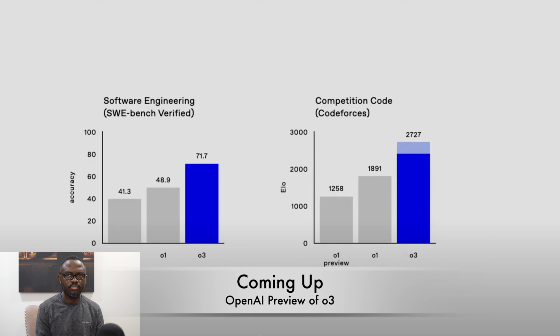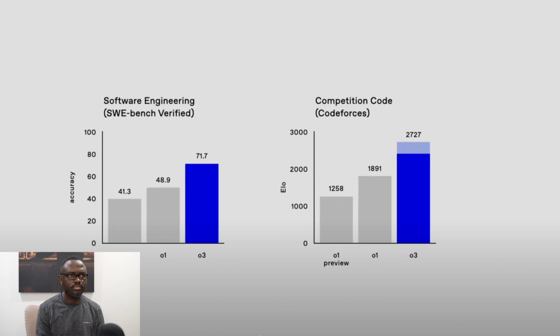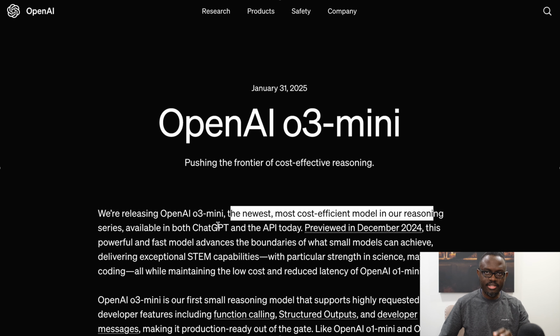So on software style benchmarks, we have SWE-bench Verified, which is a benchmark consisting of real-world software tasks. We're seeing that O3 performs at about 71.7% accuracy, which is over 20% better than our O1 models. It was previewed in December by Sam Altman, and we'll take a look at some of his comments about the new model. But this model presents exceptional STEM capabilities with particular strength in science, math, and coding, all while maintaining the low cost and reduced latency of OpenAI O1 Mini.